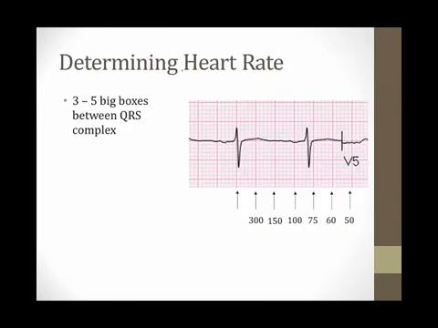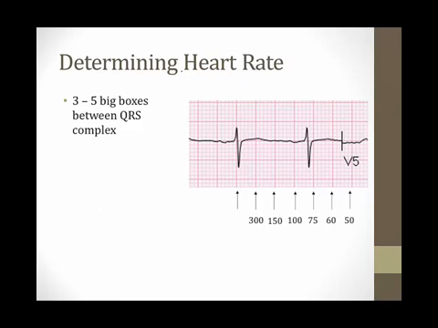Let's talk about how you can determine heart rate from the surface EKG. You can do this by figuring out how much time passes between two QRS complexes. Remember, each QRS complex represents depolarization of the left ventricle. In other words, it represents a heartbeat. So the time between QRS complexes varies with the heart rate, and if you can figure out that time, you can calculate the heart rate.